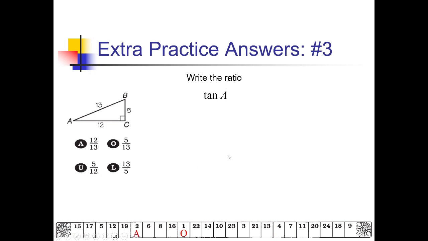Last for this problem set, and for all of them really, we're going to be figuring out the tan of that same angle, tan of A. So that's opposite over adjacent. So from A, we have the opposite side 5 over the adjacent side 12, which gives us choice U going in spot number 3, which is over here.